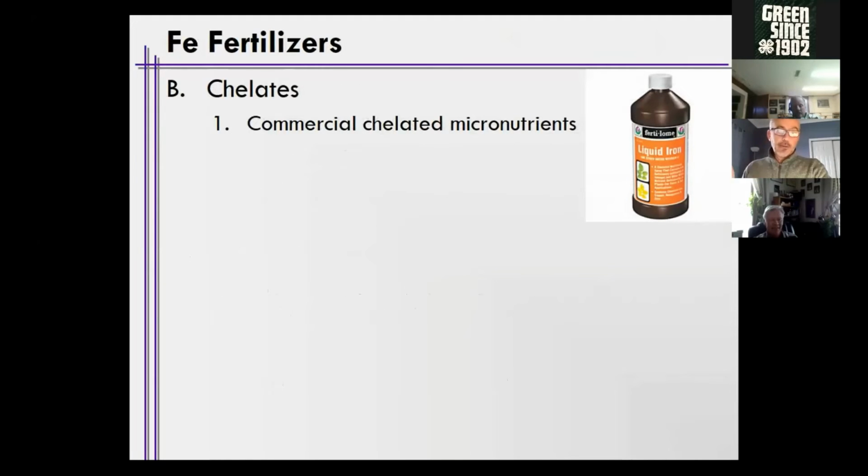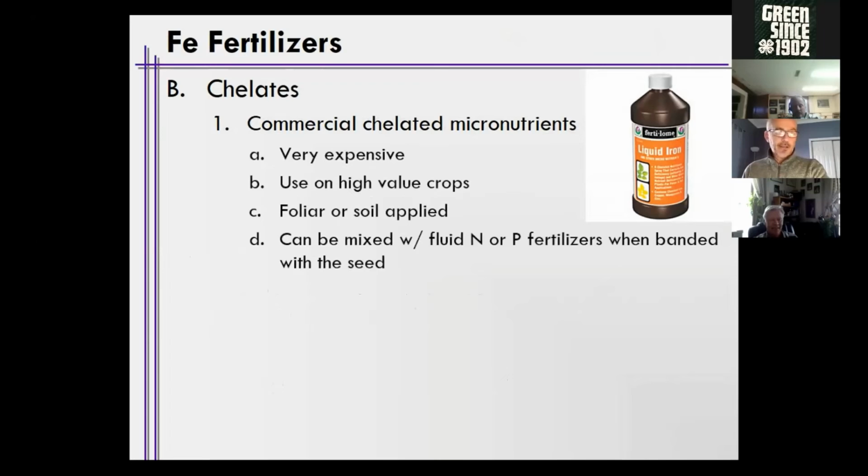You can also purchase chelated iron. They're typically commercial, right? You can go to Home Depot or Lowe's or your co-op and buy these materials. They're expensive. They're typically used on high cash value crops. They can be foliar or soil applied, and they can be applied as a liquid with other liquid fertilizer applications, so it makes it a little convenient.